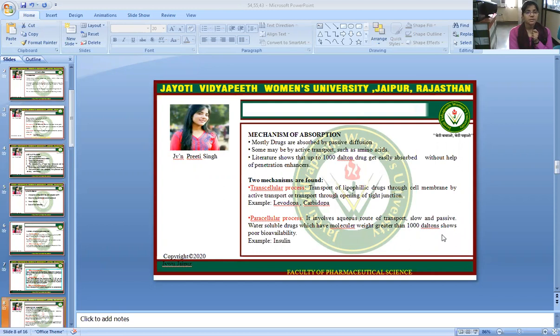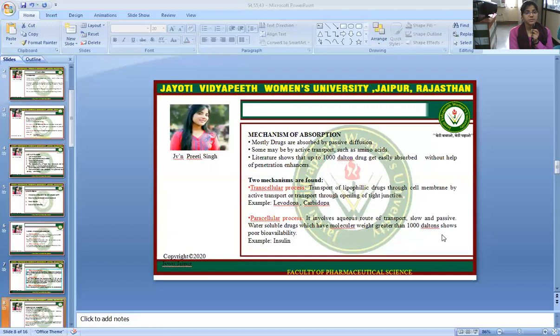Today, I will discuss the nasopulmonary route. What is the mechanism of absorption of the nasopulmonary route? This topic belongs to the novel drug delivery system for the B.Pharm 7th semester. Now we come to the mechanism of absorption of the nasopulmonary route. The mechanism of absorption is mostly that drugs are absorbed by passive diffusion in the nasopulmonary route, and some may be absorbed by active transport, such as amino acids.